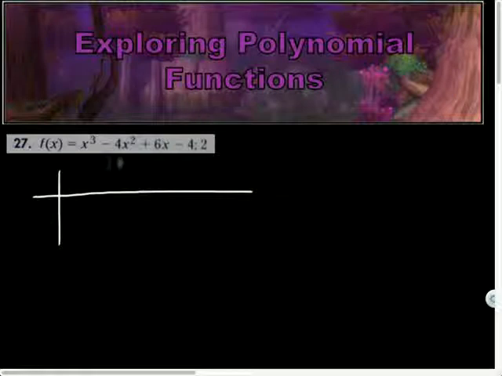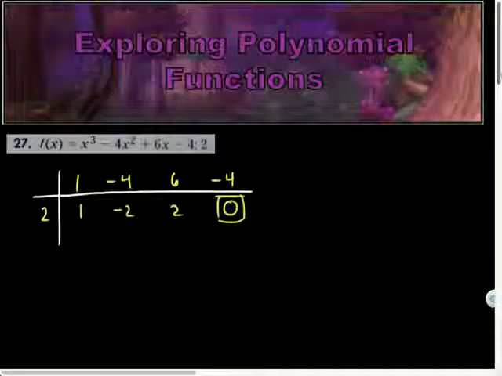So let's do this. Here we've got 1, -4, 6, -4. And I know that 2 goes into it, so I'm going to start with 2. Bring down the 1. 1 times 2 is 2, with a -4 is -2. 2 times -2 is -4, with a 6 is +2. 2 times 2 is 4, with a -4 is 0. So that verifies 2 is a 0.